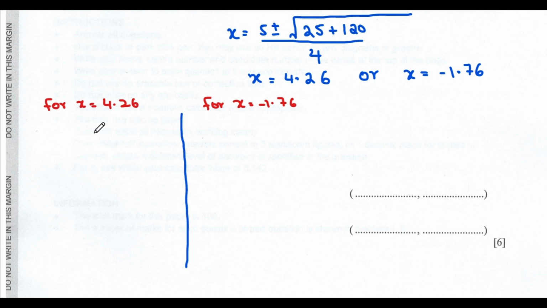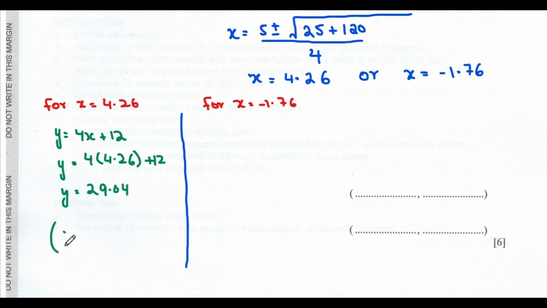For x equals 4.26, I'll put this into the equation y equals 4x plus 12. You can put it in the other equation as well. So in place of x, I'll put 4.26 in 4x plus 12, and doing the calculations, the value of y that I'll get is y equals 29.04. So for x equals 4.26, the value of y is 29.04.